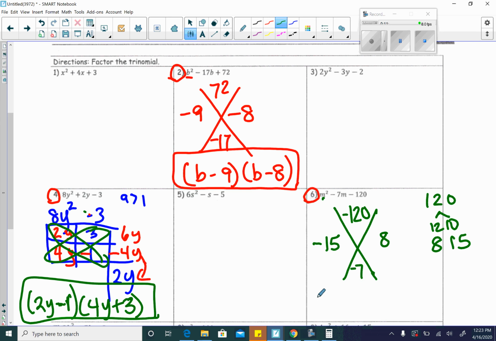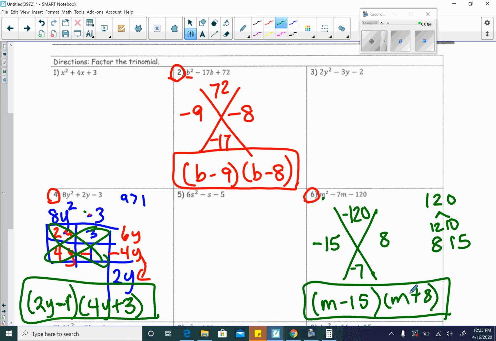I'm going to use my variable up here: m minus 15 times m plus 8. Once again, if you're not confident in your negatives, multiply it out and see if you get that answer up there.